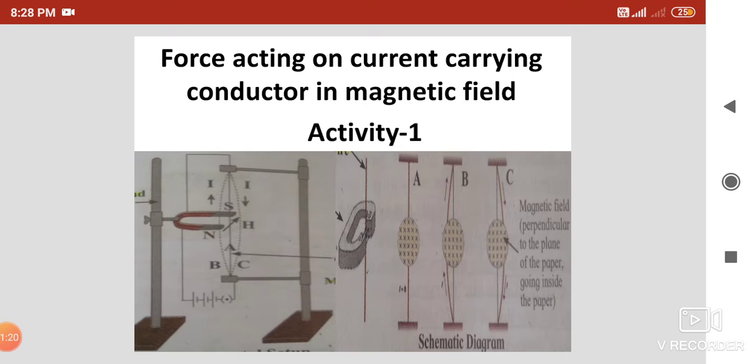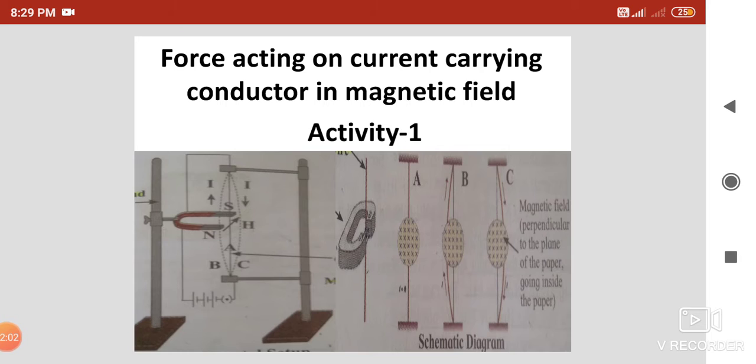After joining the circuit, first we have to keep the key open so that current will not pass through the wire. When current is not flowing, the wire remains straight. It is in position A. You can see in the diagram position A, position B and position C are shown. So when there is no current in the wire, the wire remains straight, that is, in position A. Then you allow the current to pass through the wire.